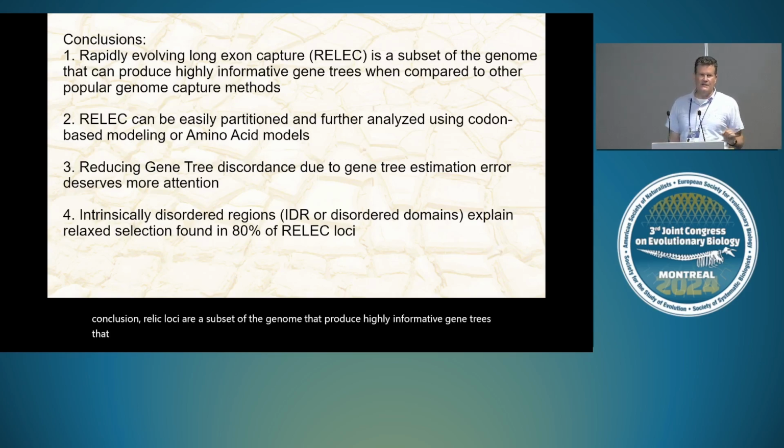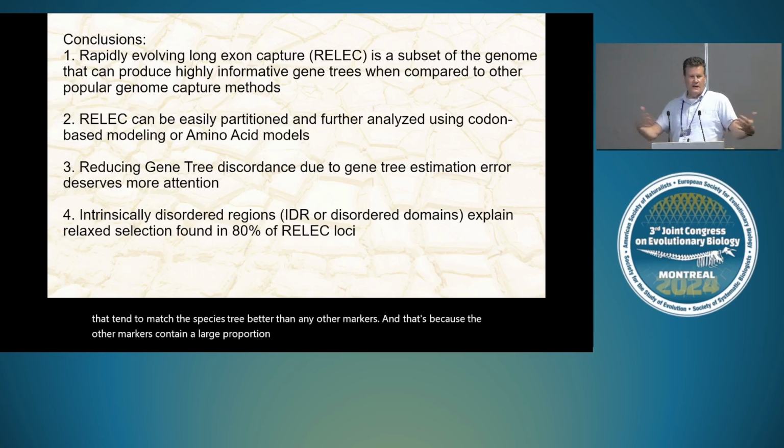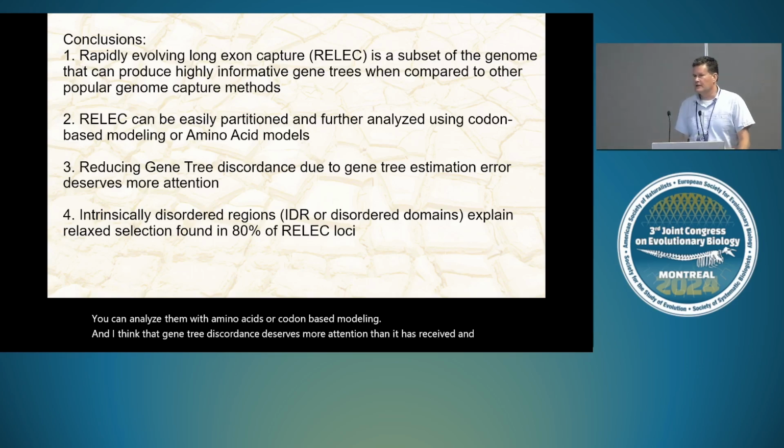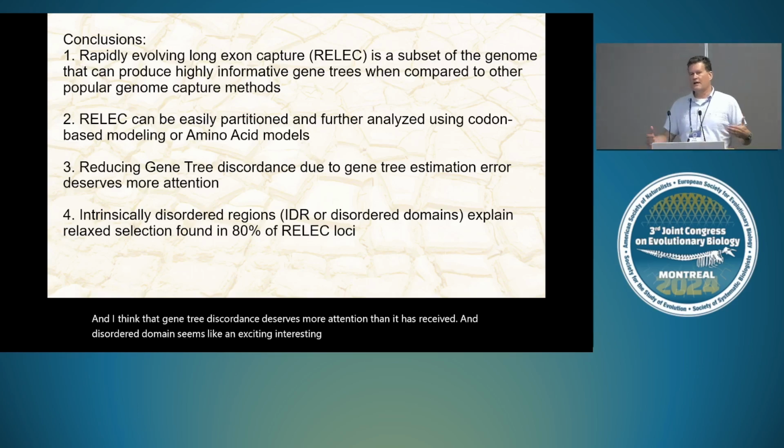tend to match the species tree better than any other markers, and that's because the other markers contain a large proportion of gene trees that are inadequately resolved. You can analyze them with amino acids or codon-based modeling, and I think that gene tree discordance deserves more attention than it has received, and disordered domain seems like an exciting, interesting thing to be able to look at more carefully in these relic loci.